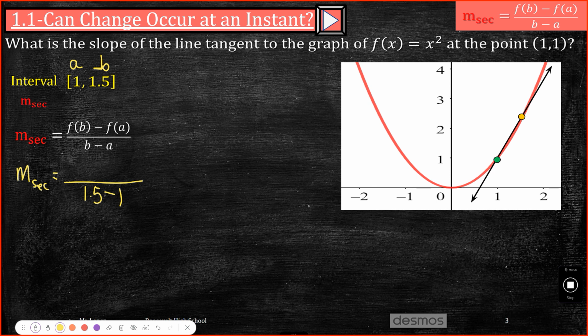Then we're going to do f of 1.5 minus f of 1. Let's work out the bottom already. What's 1.50 take away 1? 0.50 if you wanted to. Okay.